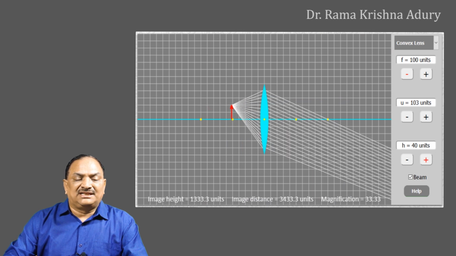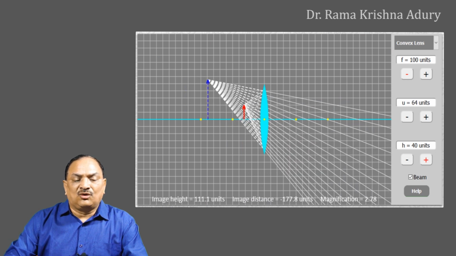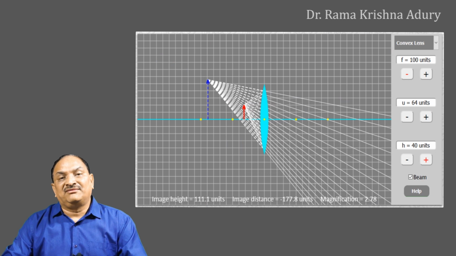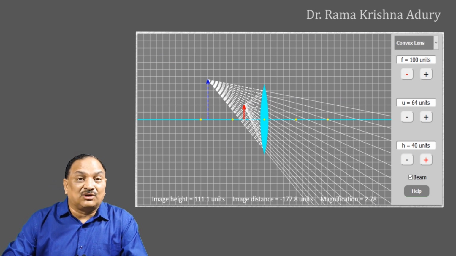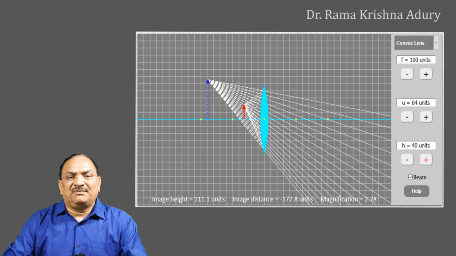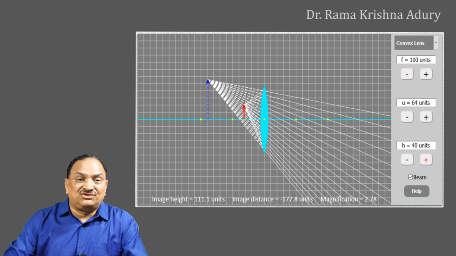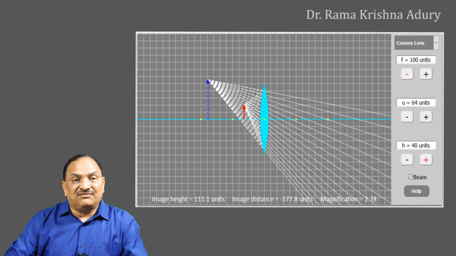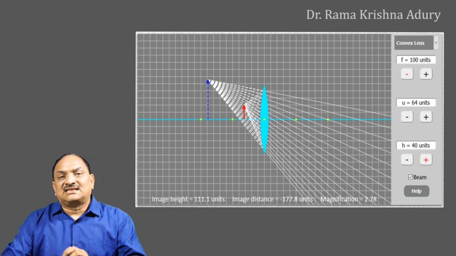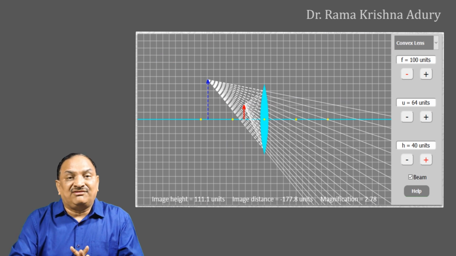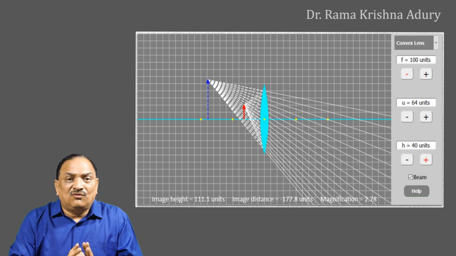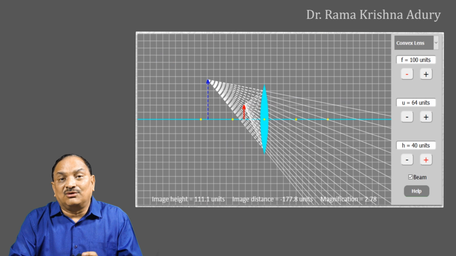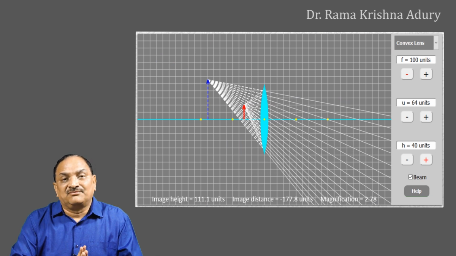Now I am taking the object here, and the object is kept very close to the lens, at a distance which is less than the focal length. In this case, you can find the image formed on the same side of the lens. It's a magnified image and it's a virtual image. Generally, this convex lens is used as a magnifying glass. But if you want to watch anything using this magnifying glass, the object must be placed at a distance less than the focal length. It should be close to the lens.